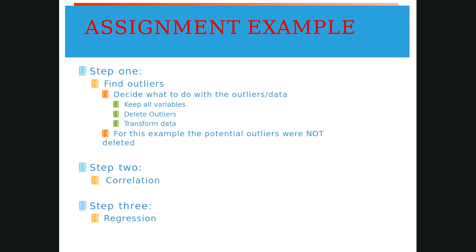So if you do determine that you have legitimate outliers that may be impacting your data, your correlation or regression, you have to decide what to do with it. For the example that I'm going to talk about today, the potential outliers were not deleted, but that is an option. Again, with your assignment, I don't want you to do any of these things. I want you to just tell me what you would do with outliers, but not to actually do these things, because I don't want that to be confusing. And then next we're going to look at an example of a correlation, and then an example of a regression.